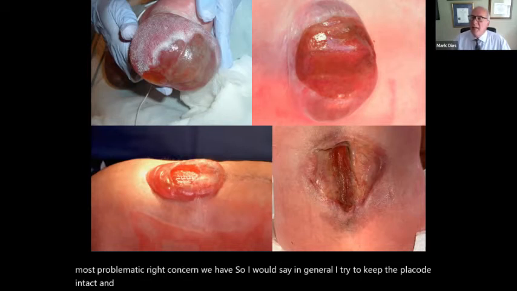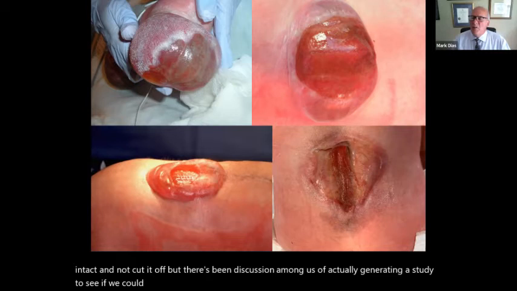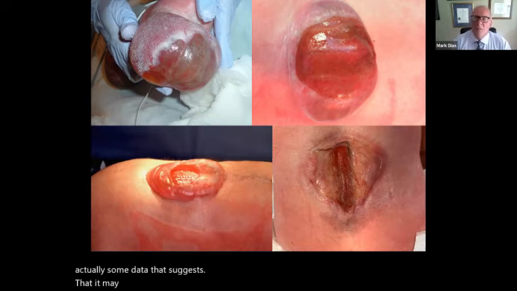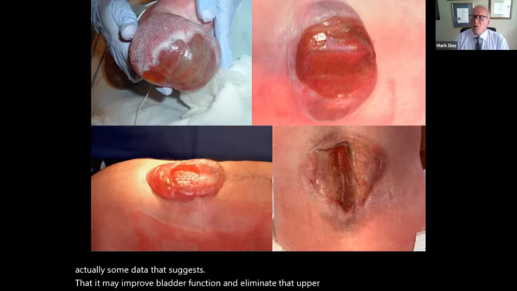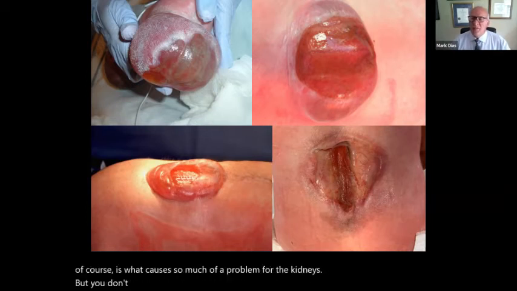But there's been discussion among us of actually generating a study to, if we could get equipoise, have people either resect the placode or not. There's actually some data to suggest that it may improve bladder function and eliminate that upper motoneuron spastic bladder, which of course is what causes so much of a problem for the kidneys. But you don't want to do that at the expense of continuous dribbling, right?